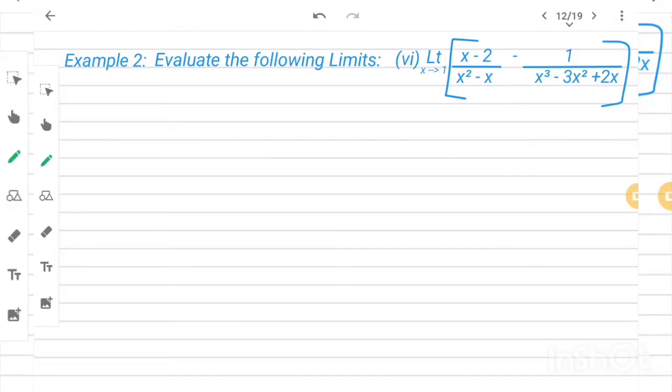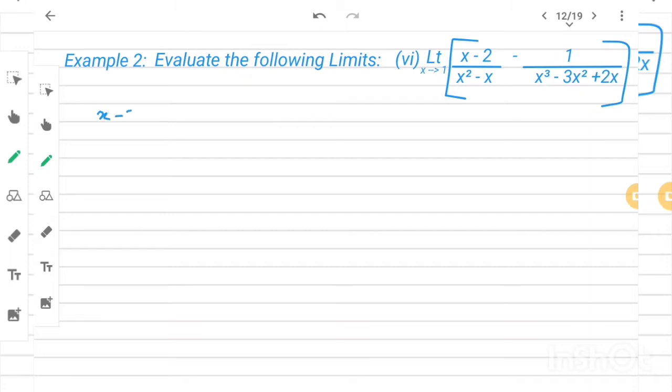limit x tends to 1 of (x minus 2)/(x square minus x) minus 1/(x cube minus 3x square plus 2x). So here we are having two terms. So I'm going to take an LCM to convert it as a single term. First I'm going to convert this one.